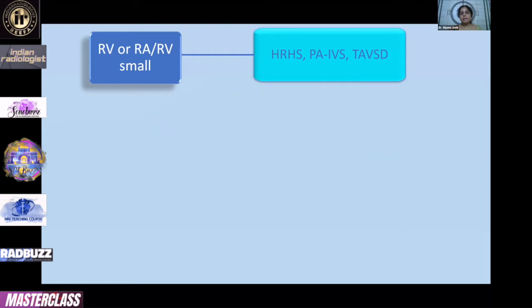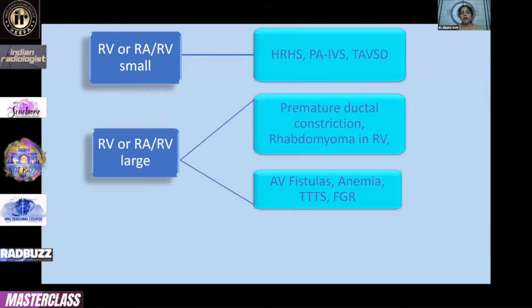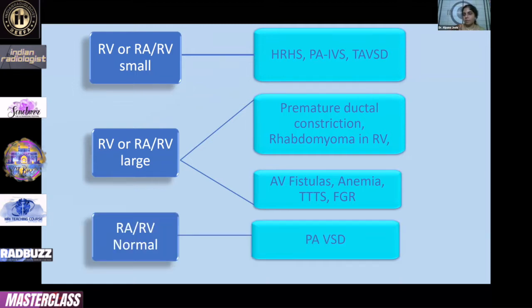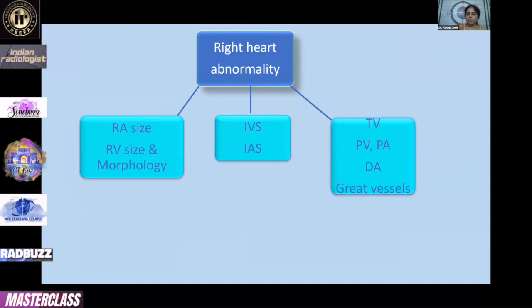Then you look at the RV cavity. The RV cavity is small, that is HRHS, PIVS or TAVSD, or if you have RV which is large, then it is because of premature ductal constriction or maybe volume overload conditions. Then the RARV is normal in PAVSD, and then the outflows will be abnormal.